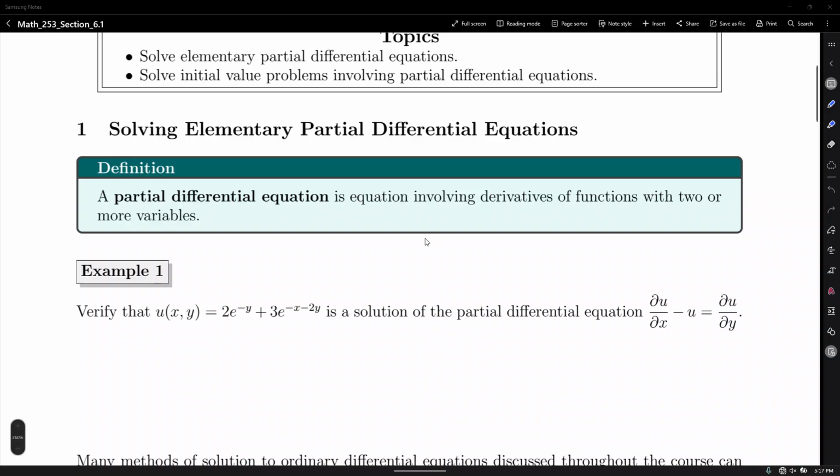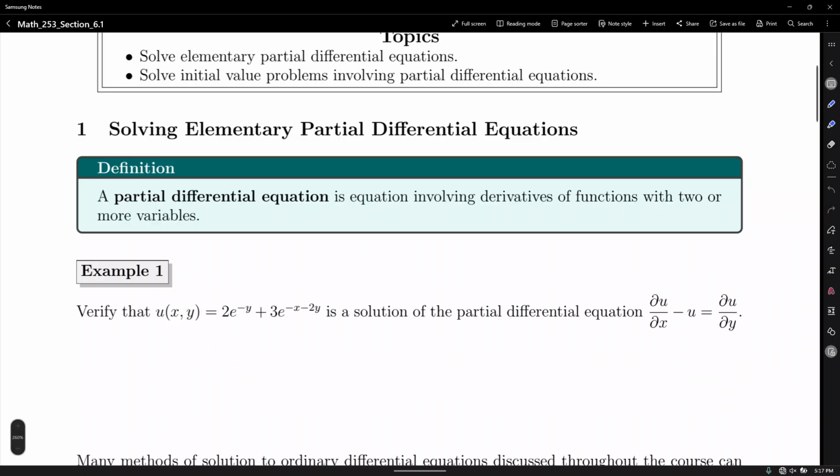As a first example, we're given some function. Typically for PDEs, which is short for partial differential equations, we use the dependent variable u, and the independent variables typically are x, y, z. Sometimes we include t, depending on the situation that is getting modeled. For this introductory example, they're asking us to verify that the given function is a solution to this partial differential equation.